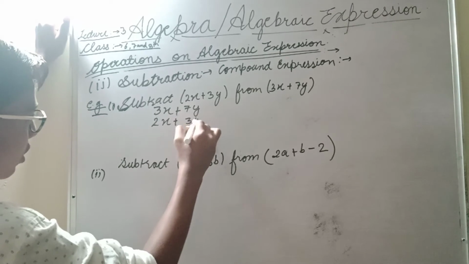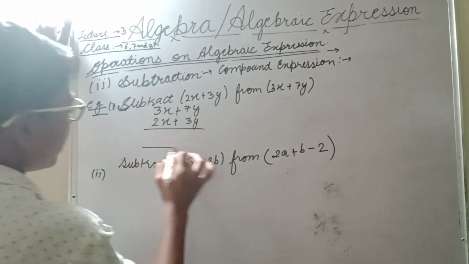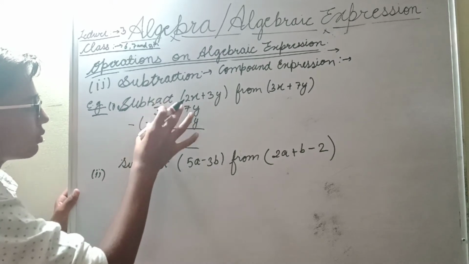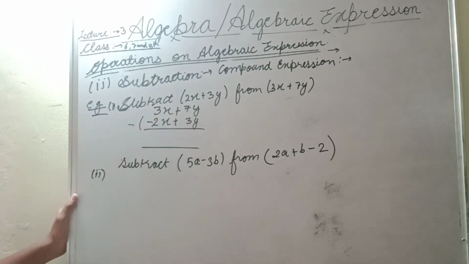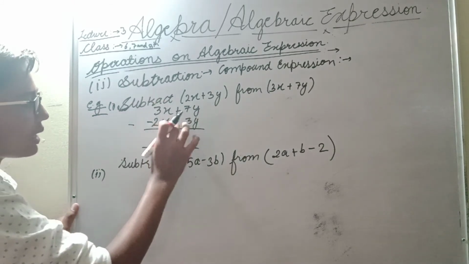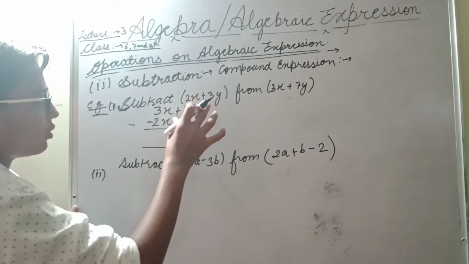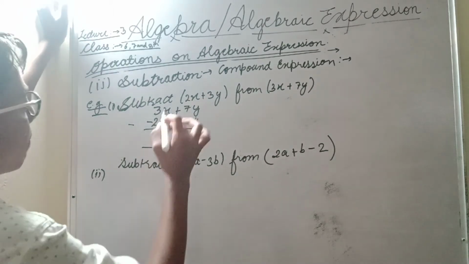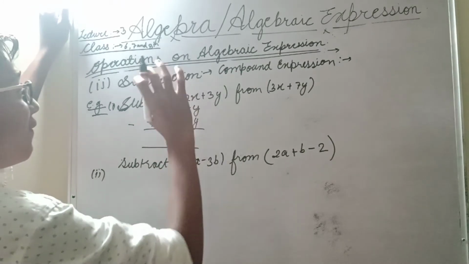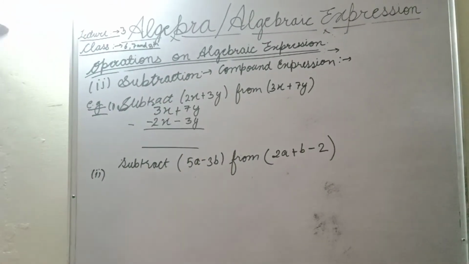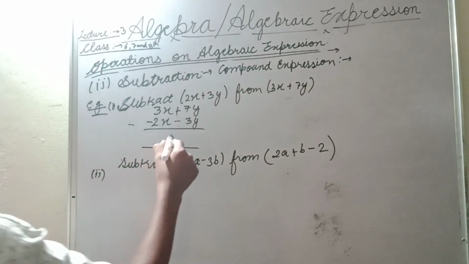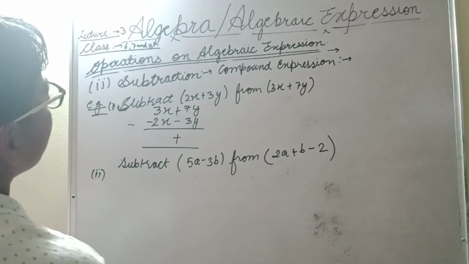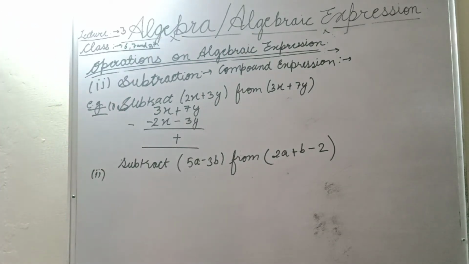Now see, this number is positive and this is minus. Plus minus becomes minus. Signs change in subtraction. But the value of positive is more than the value of negative, then the answer is in positive. We have to do subtract, and we get 4y.